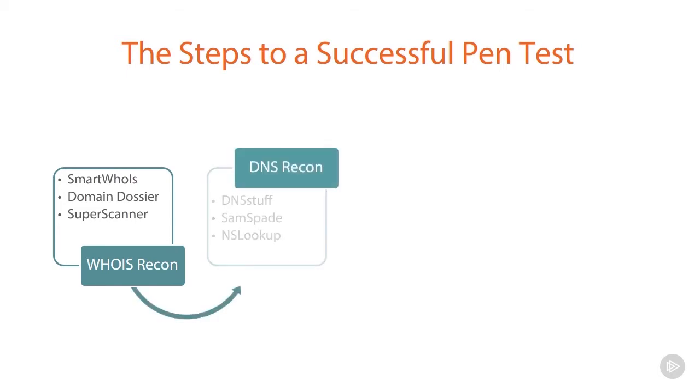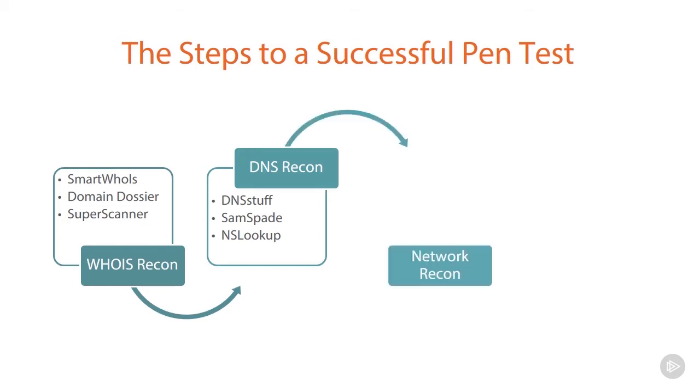which would be my next step, is to do some DNS reconning. And again, I can use tools like DNS Stuff, Sam Spade, and the good old NSLookup tool. That NSLookup command prompt is actually quite powerful. Now, one of the reasons why I'd want to do a DNS recon is because I'm actually able to determine key host systems in the network that I could then use to perform social engineering attacks, or I could actually use during a DNS poisoning attack.